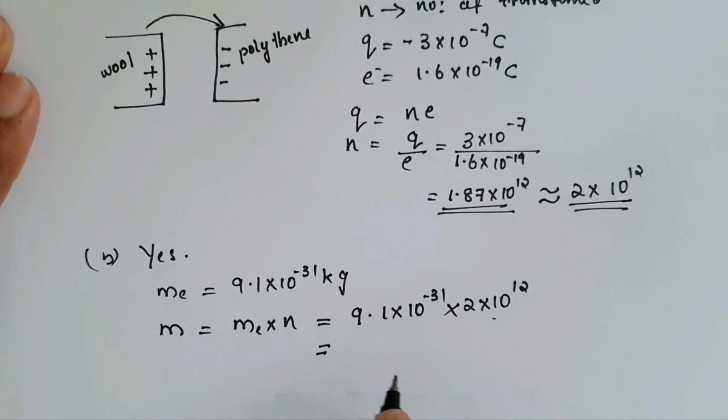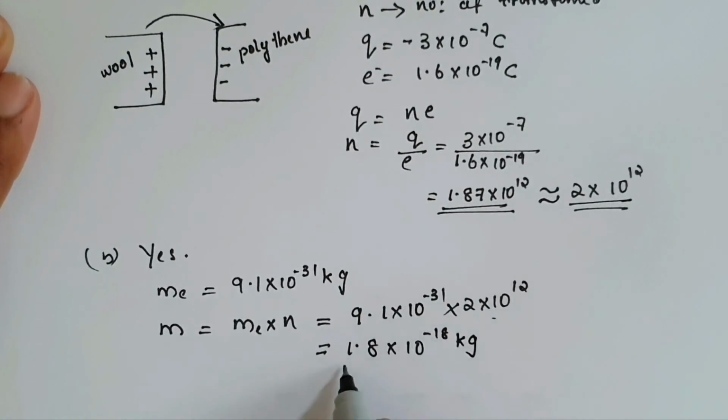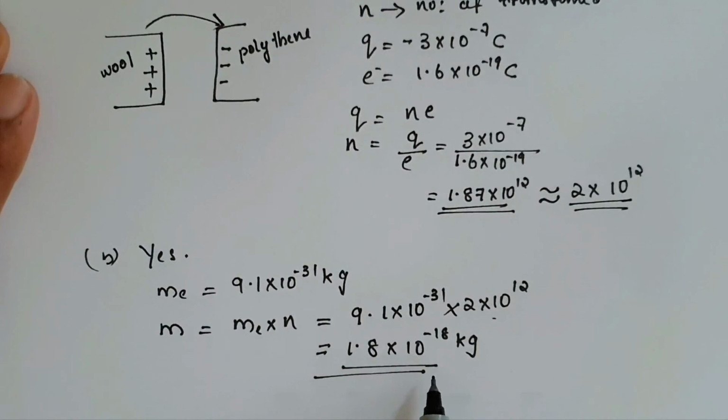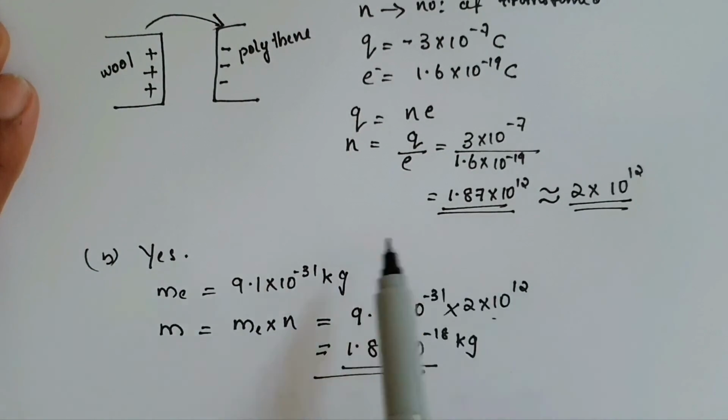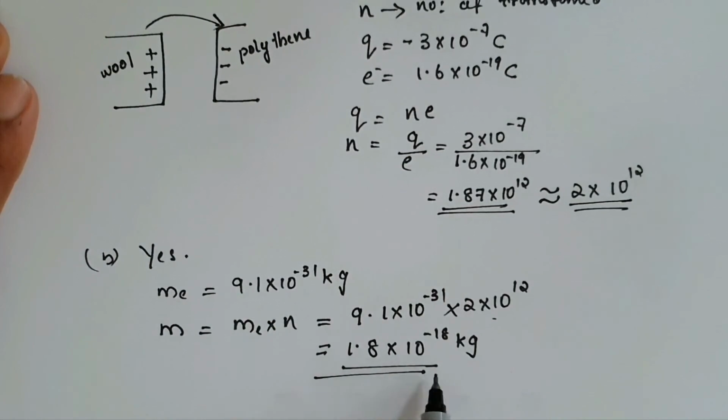So this is equal to 1.8 into 10 raised to minus 18 kg. Therefore, the mass transferred from wool to polythene is 1.8 into 10 raised to minus 18 kg. This is a negligible amount of mass because only a small fraction of electrons is transferred from wool to polythene. So this is a negligible amount of mass.